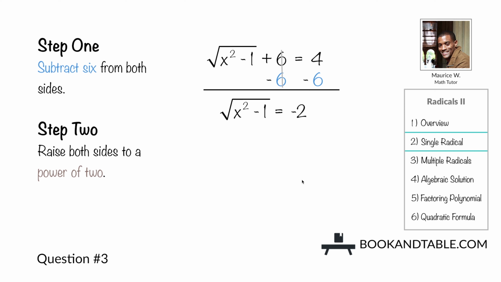Question number 3, we had the square root of x squared minus 1 plus 6 is equal to 4. To isolate this radical term, step 1, subtract 6 from both sides, leaving us with the square root of x squared minus 1 on the left side of our equation, and 4 minus 6, which is equal to negative 2 on the right side of our equation. Step 2, raise both sides to a power of 2. When we do so, the radical sign is removed, so you're left with x squared minus 1 on the left side, and negative 2 squared is positive 4 on the right side.